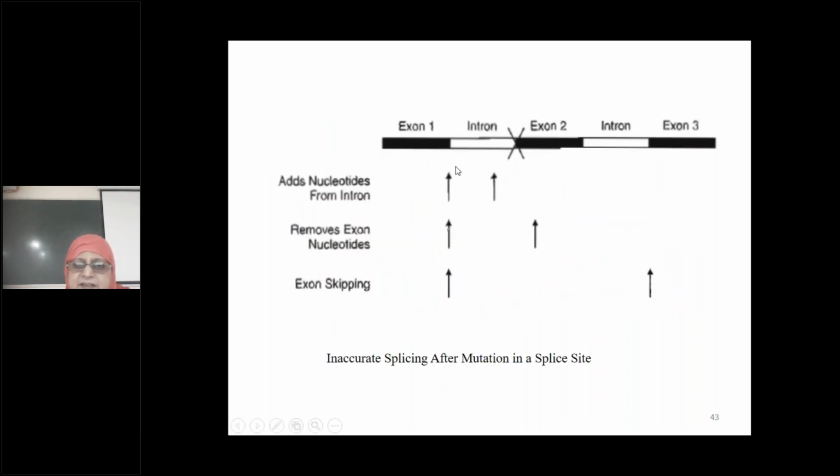So here you can see nucleotides from the introns may be left in, or a smaller amount of intron may be excised, or another exon may be deleted. Excess bases may be removed, so removing exon nucleotides, or an exon itself may be skipped.